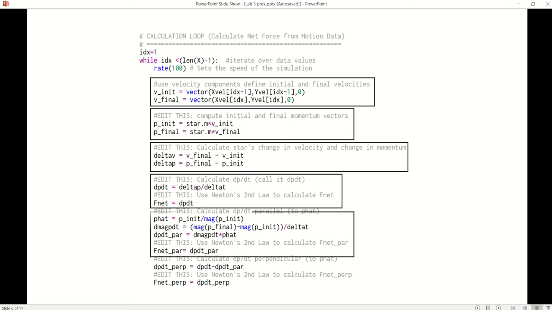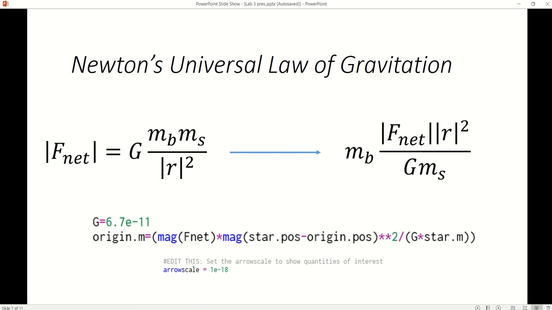Next, I found the direction of momentum, which is p hat, and the magnitude of dp/dt. These are multiplied together to find dp/dt parallel, which is the same as F net parallel. dp/dt parallel and dp/dt perpendicular sum together to make dp/dt. Thus, to find the perpendicular component, I subtract the parallel component from dp/dt. Similar to before, dp/dt perpendicular is equal to F net perpendicular due to the momentum principle.